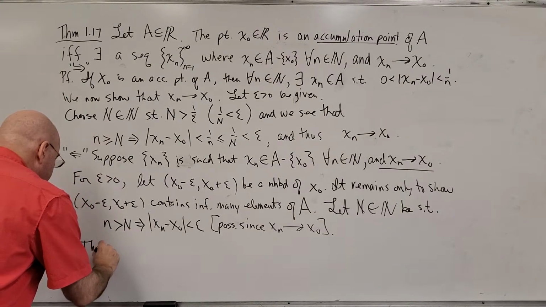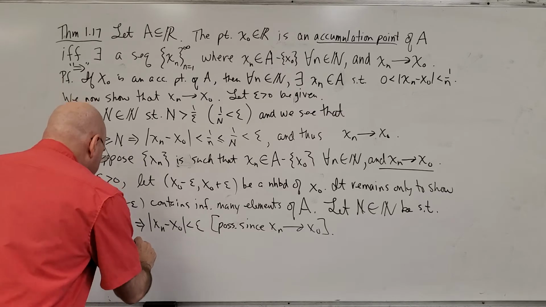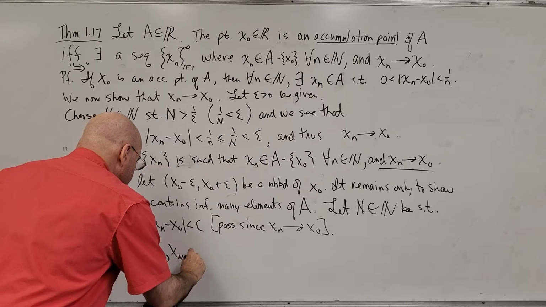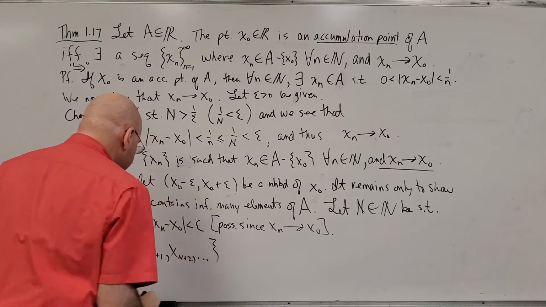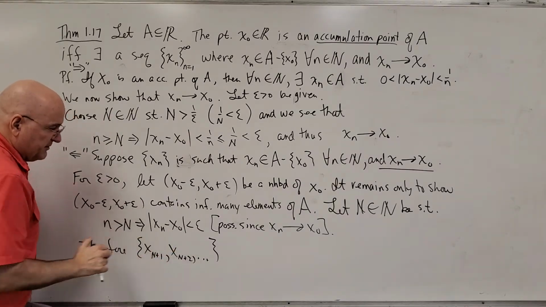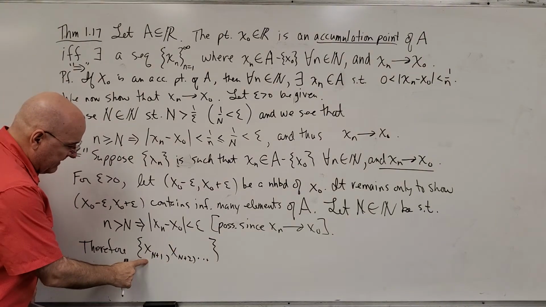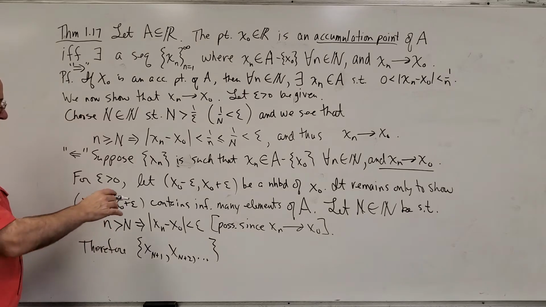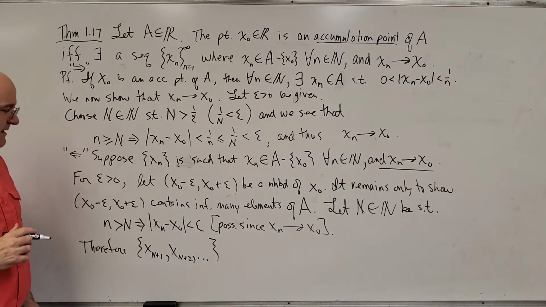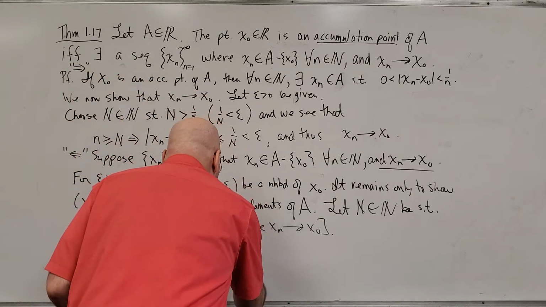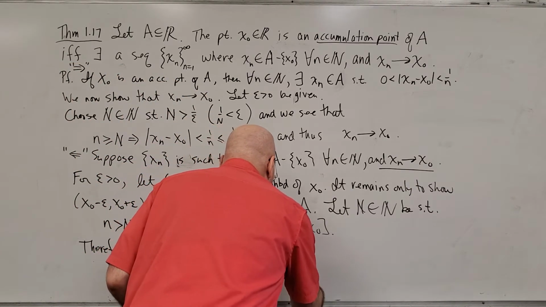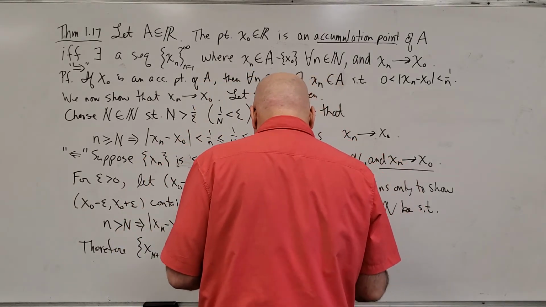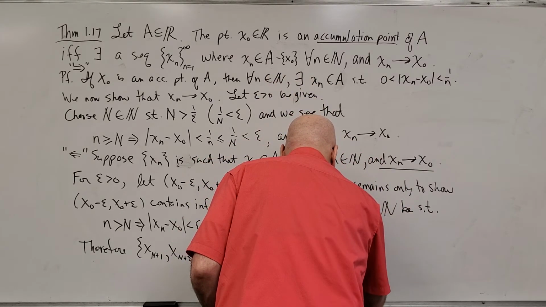To finish this off, therefore, the set of elements, or you could consider it a sequence if you want to, but the set of elements, x capital N plus 1, x capital N plus 2, for all time and evermore, fall in that interval, which means that there's an infinite number of points in that neighborhood. That's the end of the proof.